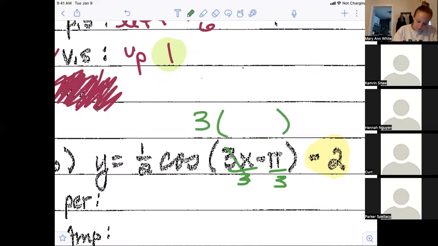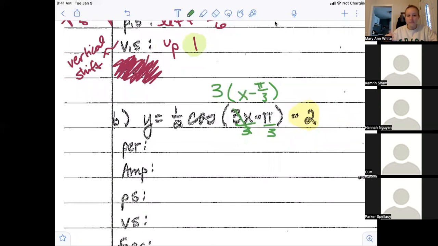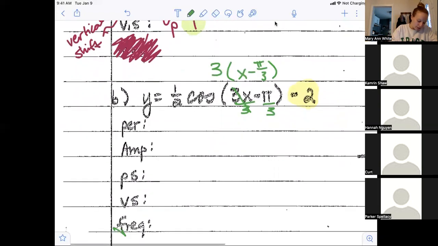3x divided by 3, oh, that's easy, that's just x. And then pi divided by 3, don't overthink it, that's also easy. That's just minus pi over 3. I have to do that though, or else my period will not be right, my horizontal shift will be wrong. There'll be a lot going on. So I needed to make sure I take that 3 out and set it up this way. And now I can identify all of these: period, amplitude, period shift, vertical shift, but not frequency because we're not doing that.